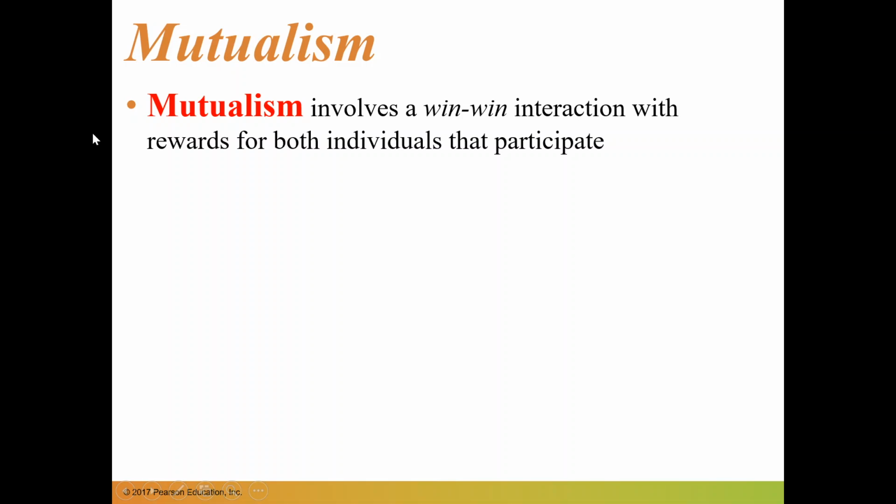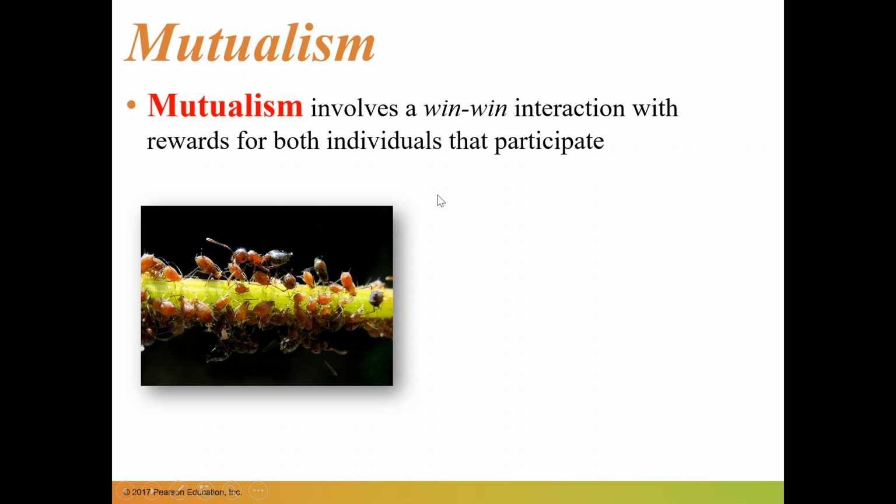All right. Next, we're going to talk about mutualism. It involves a win-win interaction with rewards for both individuals that participate, okay? So this is an ant, and it's hanging out with some aphids. It's not eating the aphid. Does anyone know what this ant is doing to the aphid? That aphid is safe. What is the ant doing, though?